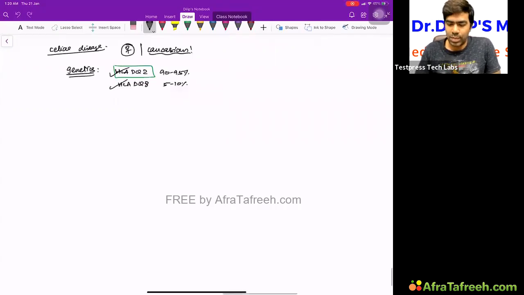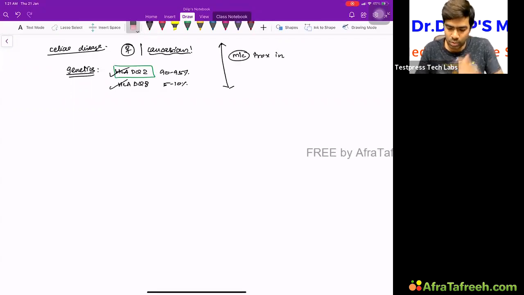Which is the site of pathology in celiac disease? Remember, the entire intestine can be affected in celiac disease. I'm talking about the small intestine; the stomach and colon will not be affected. In fact, the entire small intestine can be affected, but the usual site of pathology is the proximal small intestine. Proximal small intestine is the usual site of pathology as far as celiac disease is concerned.